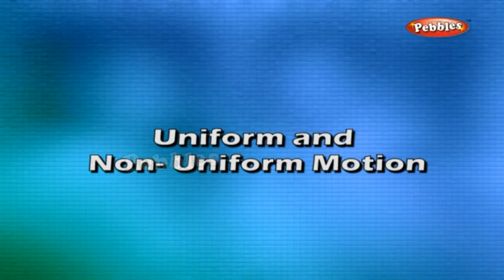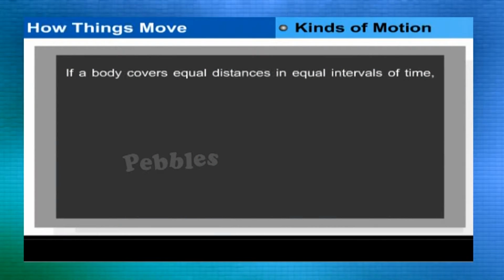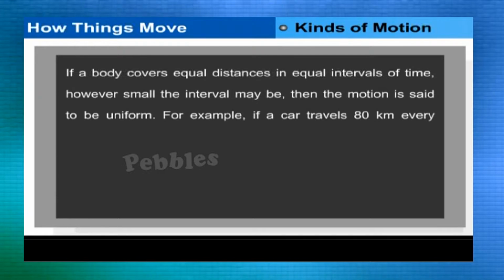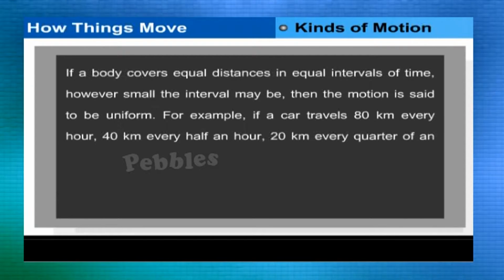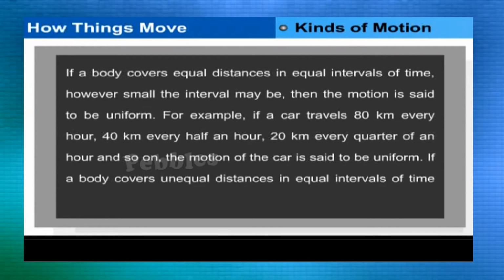Uniform and non-uniform motion. If a body covers equal distances in equal intervals of time, however small the interval may be, then the motion is said to be uniform. For example, if a car travels 80 kilometers every hour, 40 kilometers every half an hour, 20 kilometers every quarter of an hour, and so on, the motion of the car is said to be uniform. If a body covers unequal distances in equal intervals of time, then its motion is termed as non-uniform.